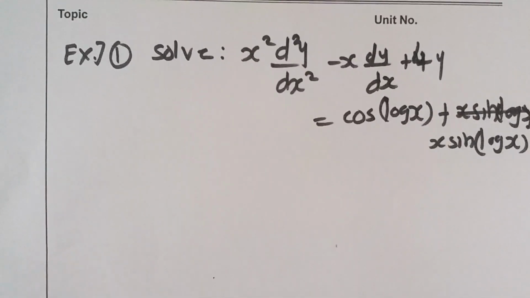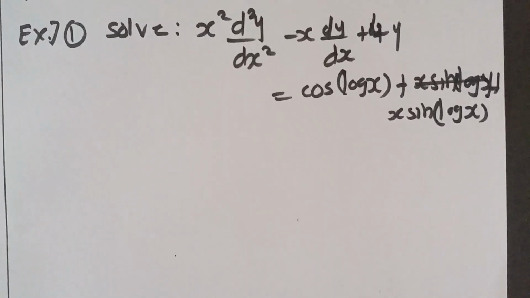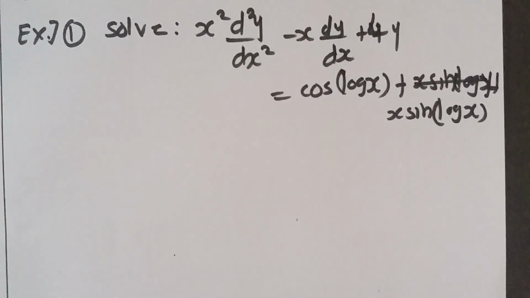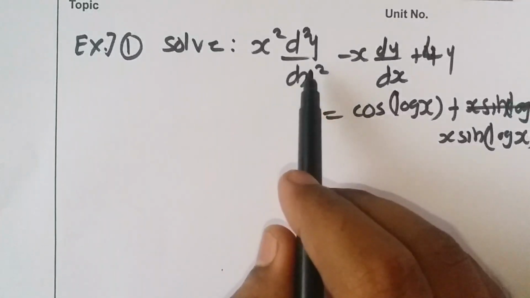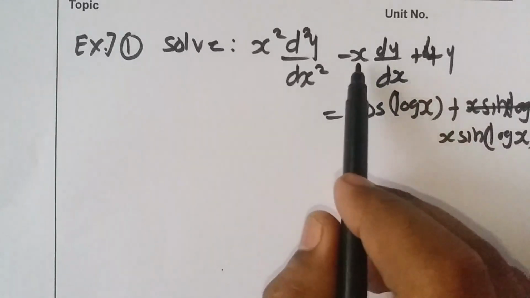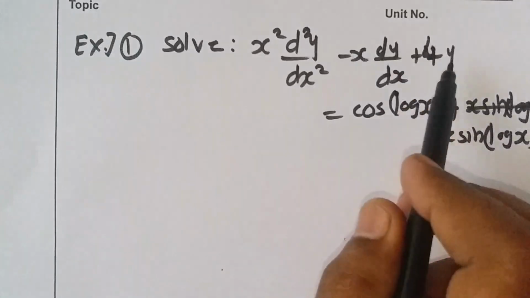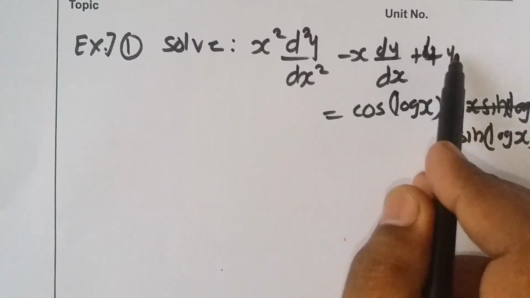Solve x square d2y by dx square minus x dy by dx plus 4y equal to cos of log x plus x into sine of log x. Now if you see the derivatives, here we have the order 2 derivative, and in its coefficient we have x square. For the first order derivative, the power of x in its coefficient is 1, and where there is no derivative, the power of x is 0, that is the constant term 4 into y.